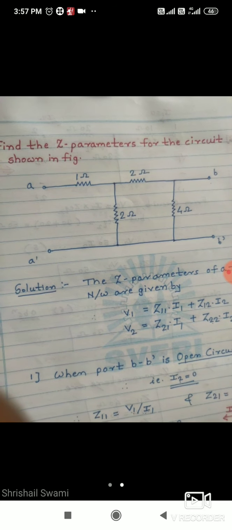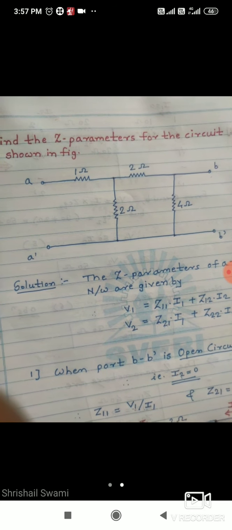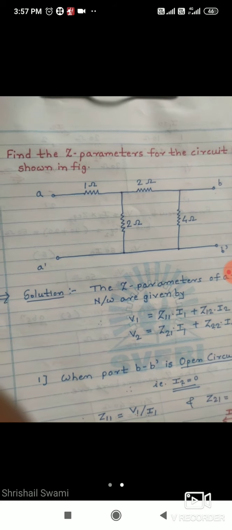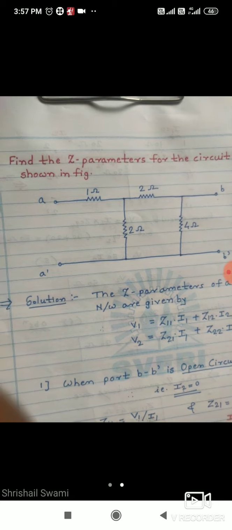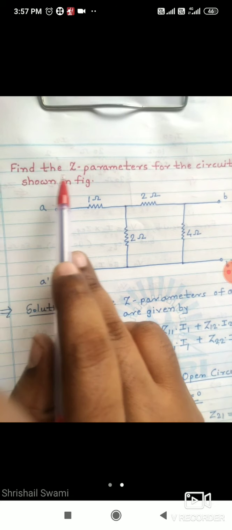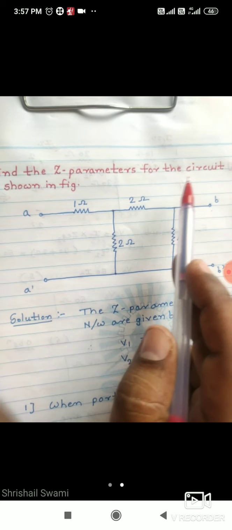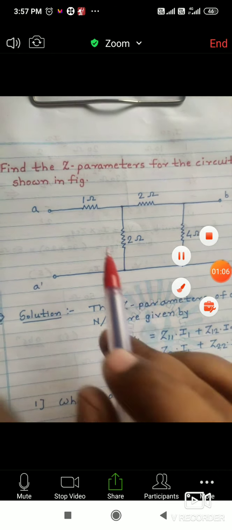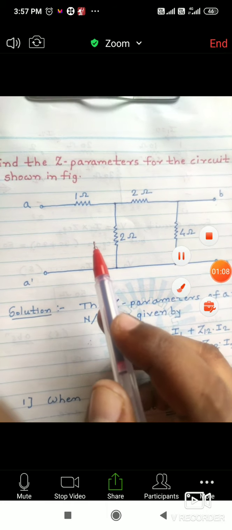After that, we have solved one problem also. We had selected a simple problem. So today we are going to solve the second problem, which will be a typical one. Okay. So find the Z parameters for the circuit shown in the figure. So draw the circuit. I will give 2 minutes, everyone.